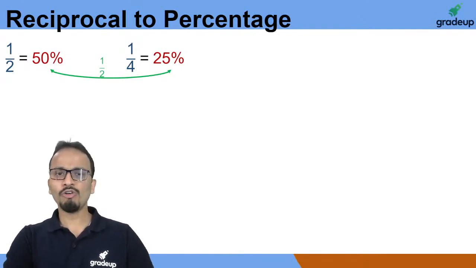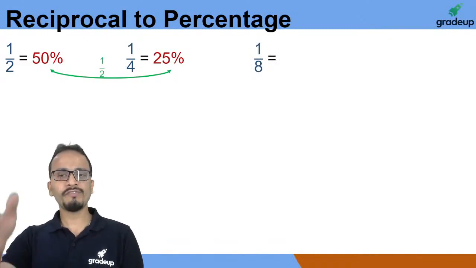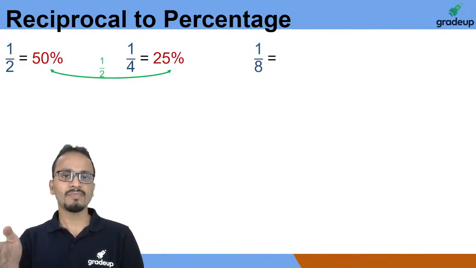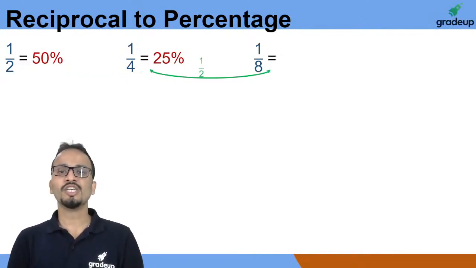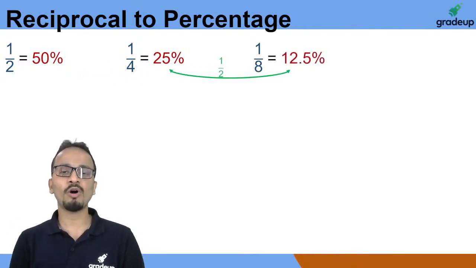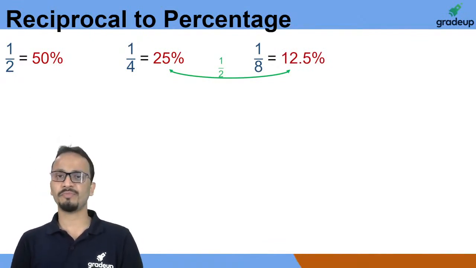All right. Now next thing is 1 by 8. If I want to reach 1 by 8, I can derive its value from the previous fraction in a similar manner. So 1 by 8 is half of 1 by 4. So half of 25% will be 12.5%.